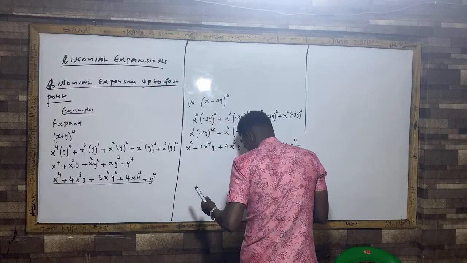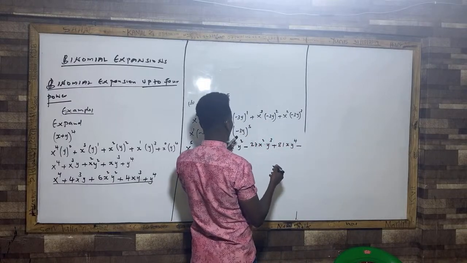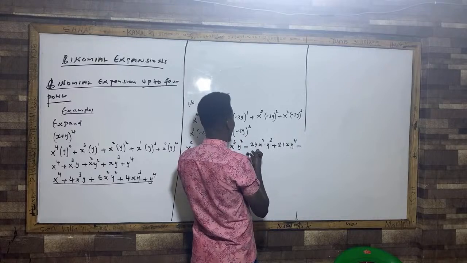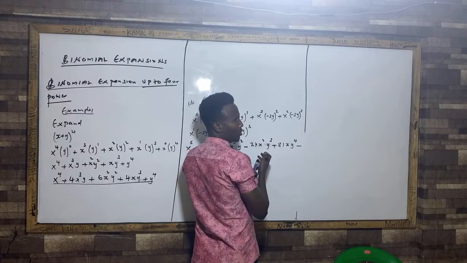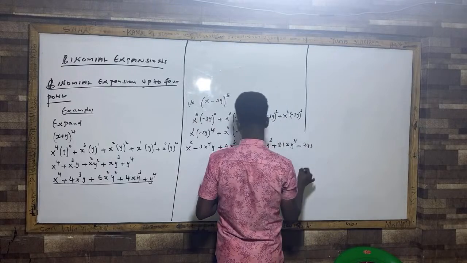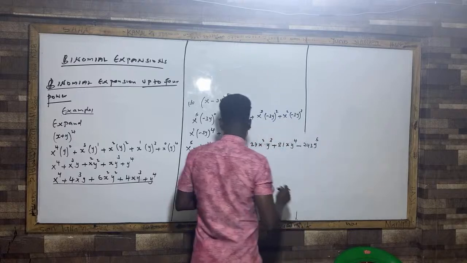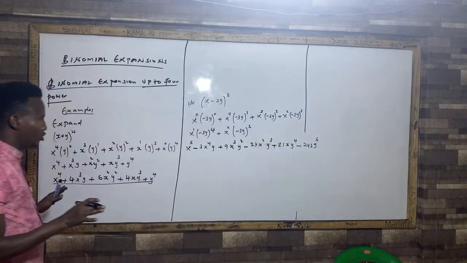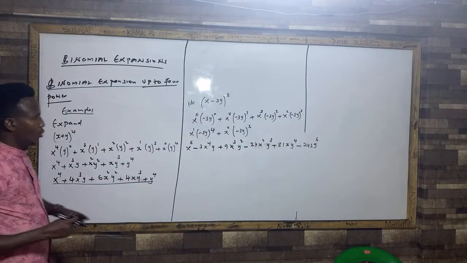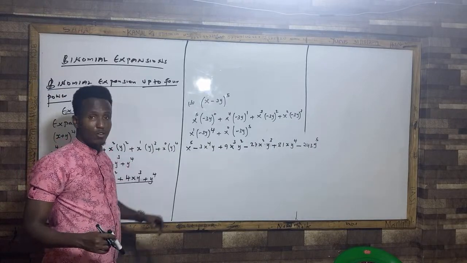Let's try that, okay? Come to this point, x power 0 is 1. So what's 3 power 5? 3 power 5 is what? 3 power 5 is 243. Okay? 243. Then y power 5. Okay? This is not the end, because we have not inserted the coefficient of what? Of the Pascal triangle.